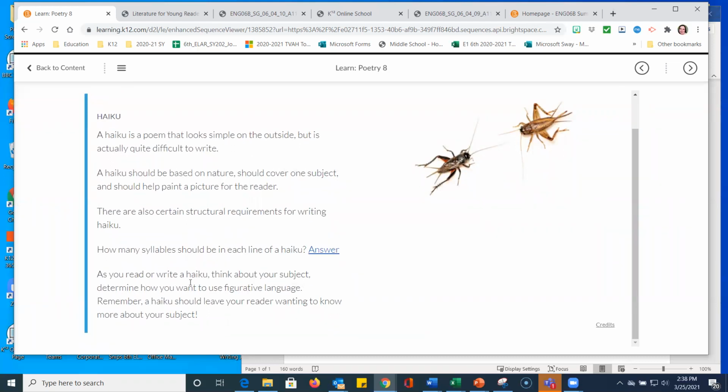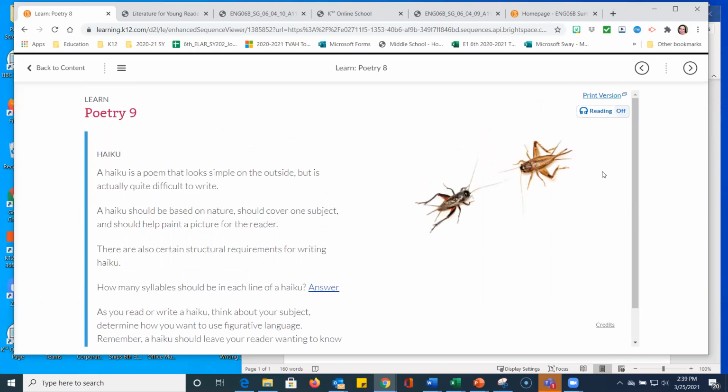As you read or write a haiku, think about your subject. Determine how you want to use figurative language. Remember, a haiku should leave your reader wanting to know more about your subject.